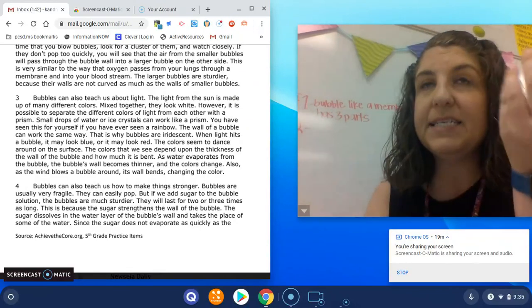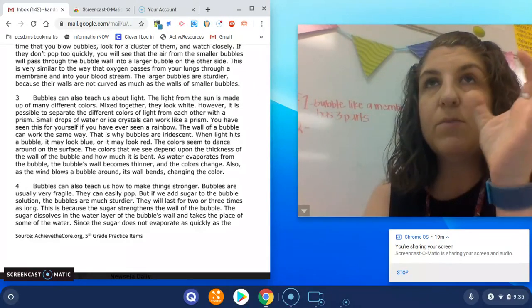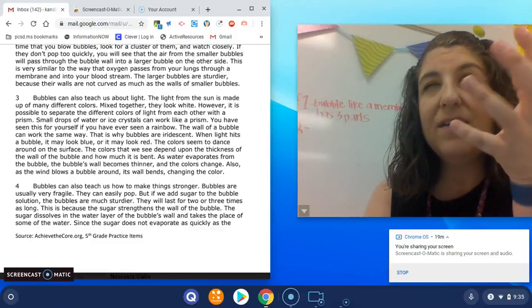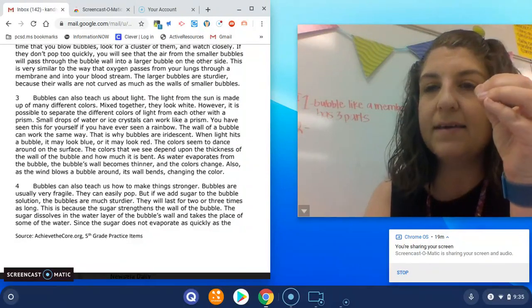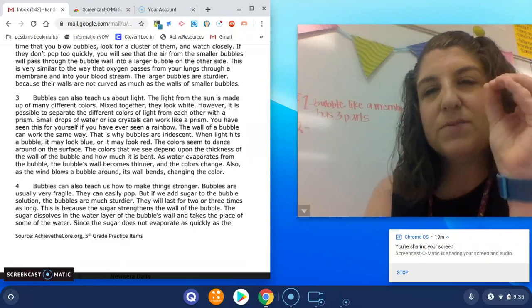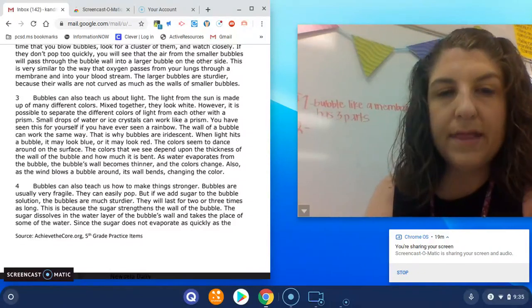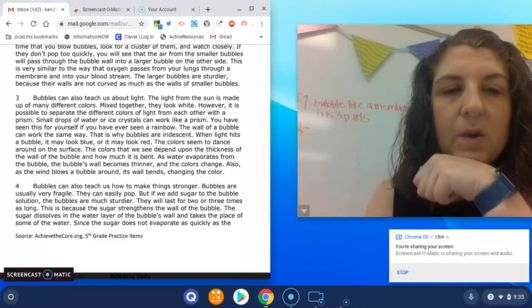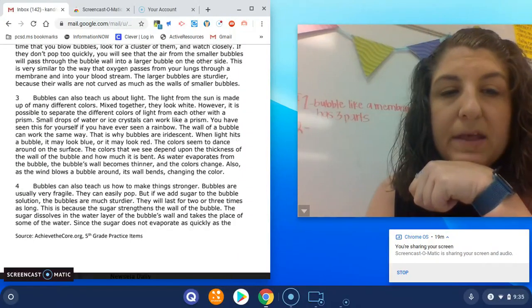Okay, so iridescent is when you look at something and you see multiple colors. Kind of like something that's metallic. It has a silver appearance, but you can also see like pinks or blues. That would be what iridescent means. When light hits a bubble, it may look blue or it may look red. The colors seem to dance around the surface.